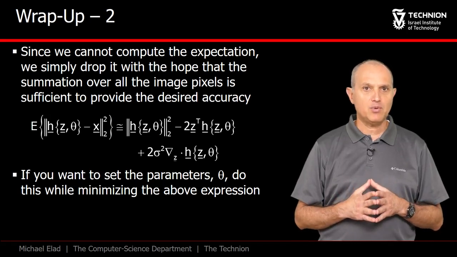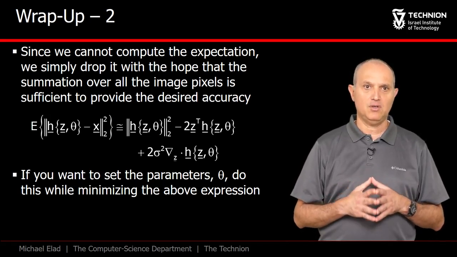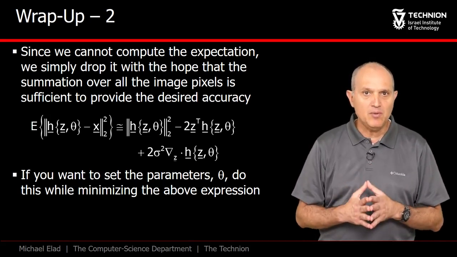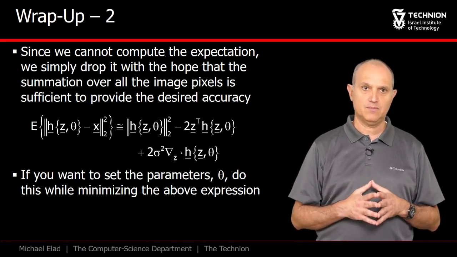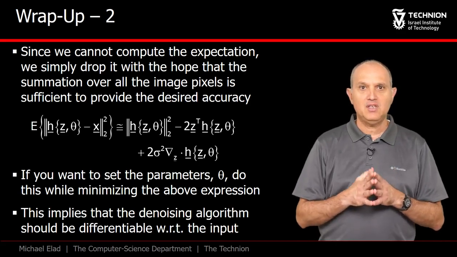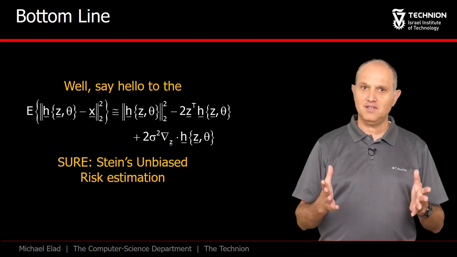We have now a clear expression that gives an estimation of the mean squared error of the denoiser. Thus, by finding theta that brings this expression to minimum, we can tune the denoiser to get the best possible performance. Observe that a hidden assumption for all this to be true is the need for h to be differentiable. And that's it. This is the SURE.